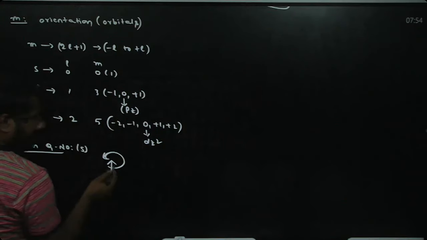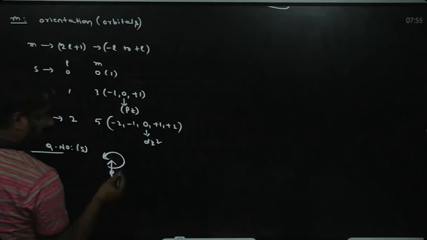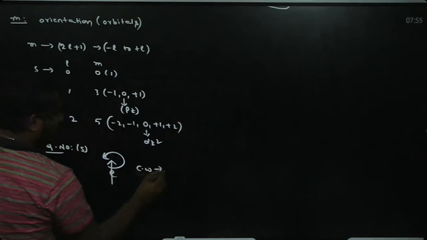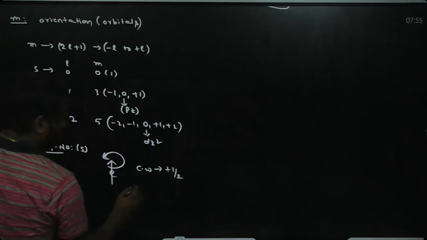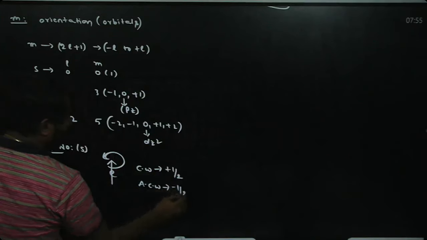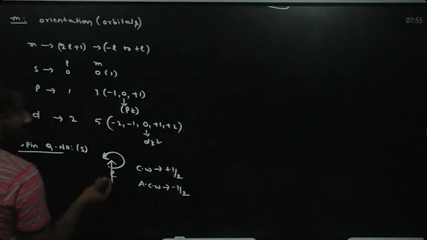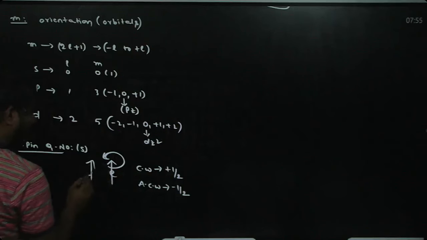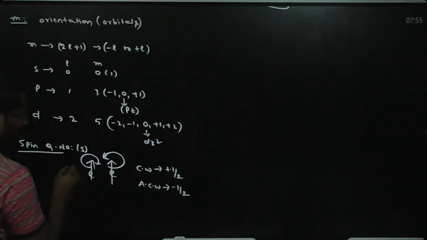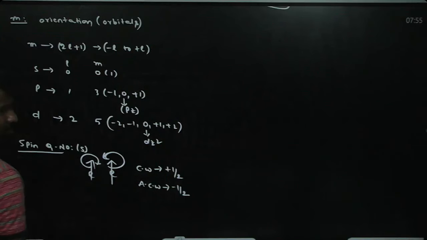If it is going to revolve around its own axis in clockwise direction, that is going to be considered as +1/2. For anticlockwise we are going to write -1/2. అంటే ఎప్పుడైనా ఒక ఆర్బిటాల్లో, one electron must revolve around its own axis clockwise and one must be anti-clockwise. అర్థమవుతుందా? ఒకటి క్లాక్ వైజ్ లో రొటేట్ చేస్తే ఇంకోటి ఖచ్చితంగా యాంటీ క్లాక్ వైజ్ లో రొటేట్ చేస్తుంది.